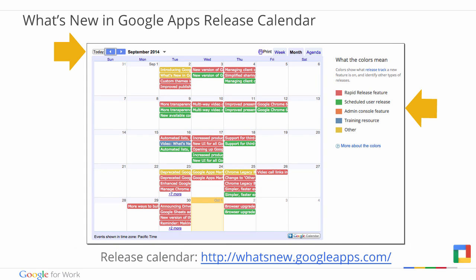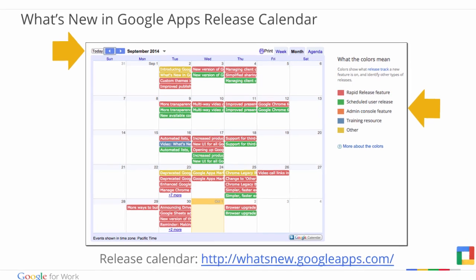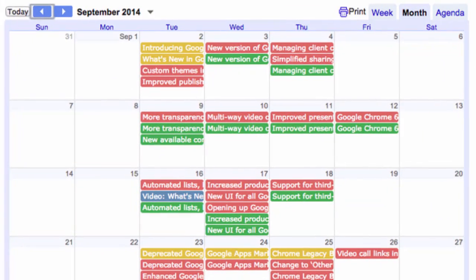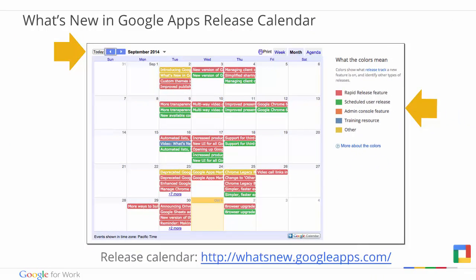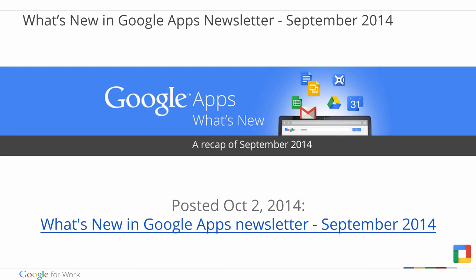If you're looking for a full rundown of all the features released last month, then check out the Google Apps release calendar, where you can see the date and type for each release. Or, alternatively, you can check out the What's New in Google Apps newsletter for a full rundown of all the features and more info on what they mean. You can find this newsletter on the What's New page above the release calendar.